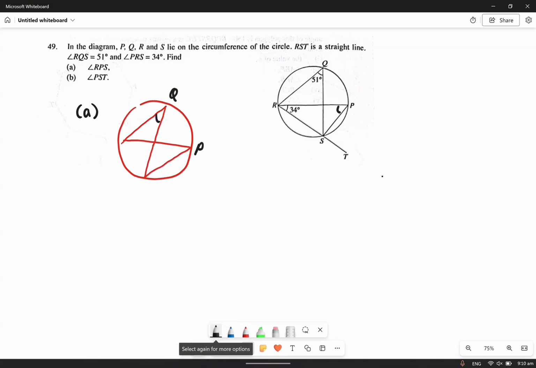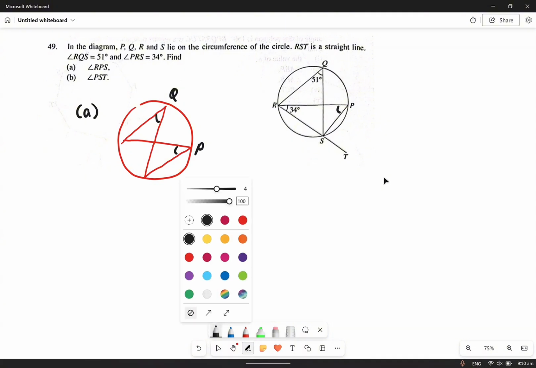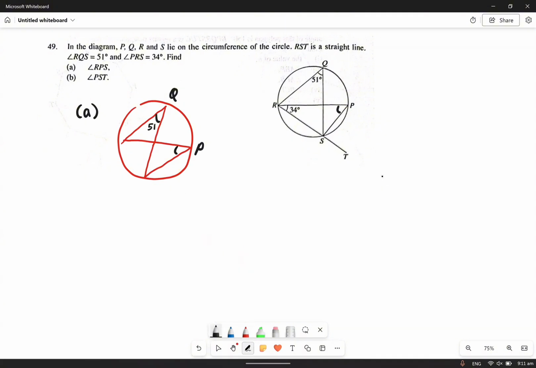Since they both touch the same, are you able to see that this is 51? Yeah. This will also be 51. So angle RPS is actually equal to 51 degrees, angles in the same segment. Okay, so that's how you would do a question like this.